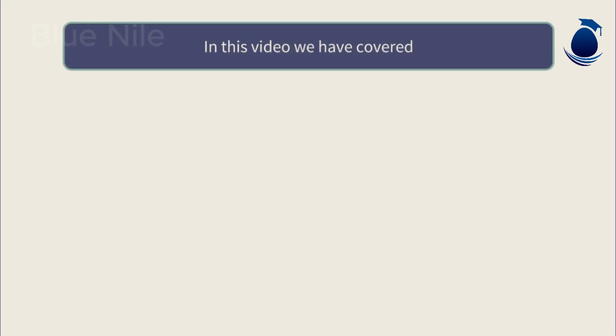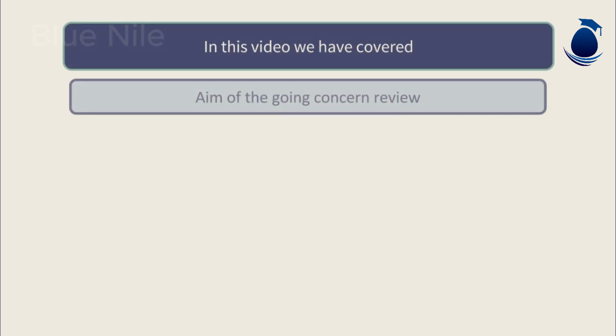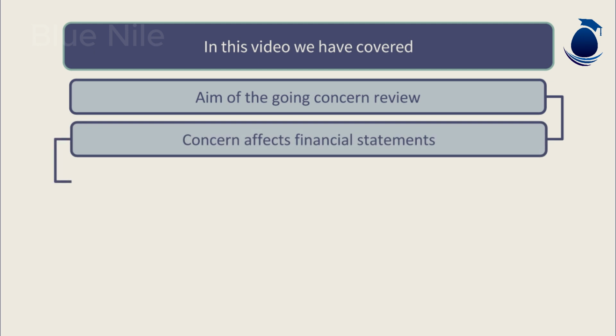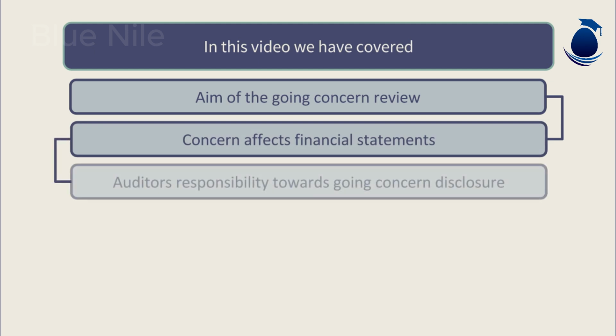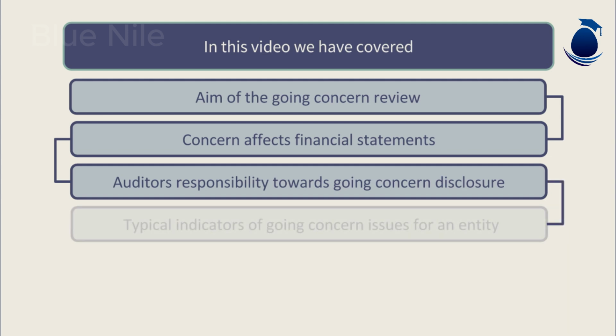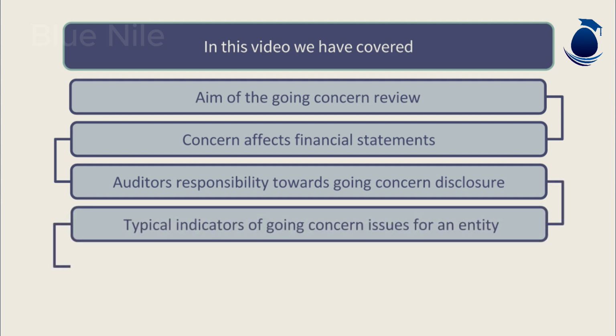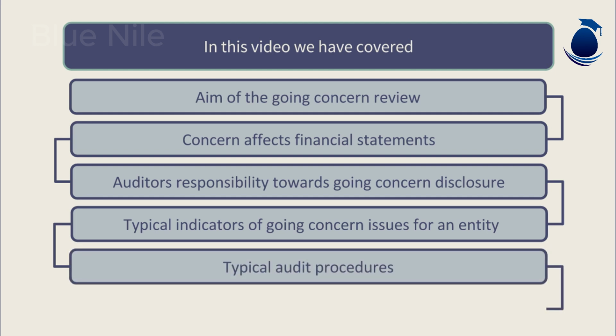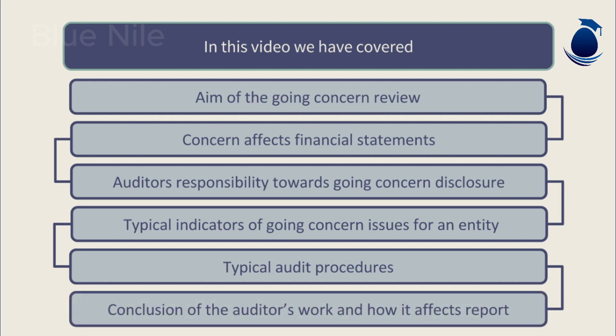In this video, we have covered the aim of the going concern review, how going concern affects the financial statements and the director's responsibilities, the auditor's responsibility towards going concern disclosure, the typical indicators of going concern issues for the entity, the typical audit procedures carried out by the auditor to establish whether the client is a going concern, and finally, the conclusion of the auditor's work in this area and how it affects the audit report and opinion.